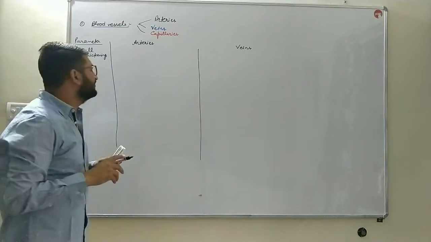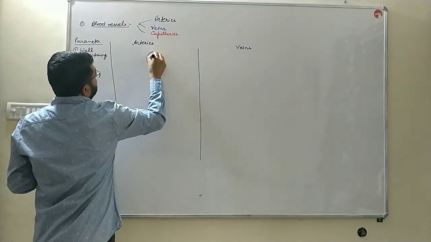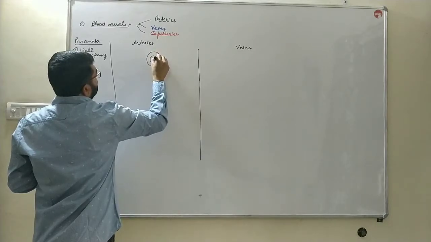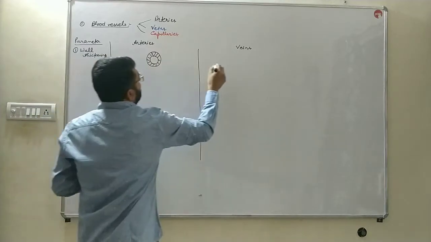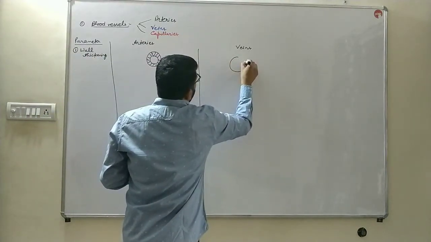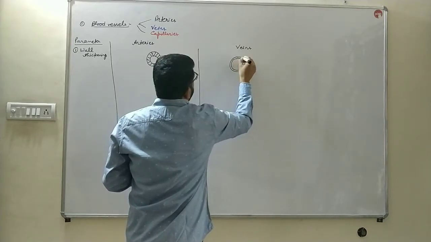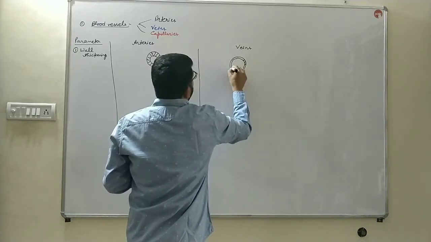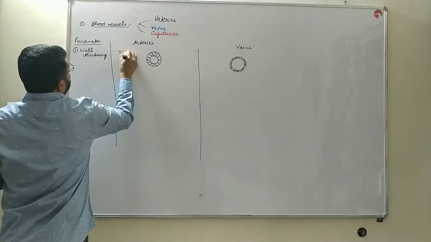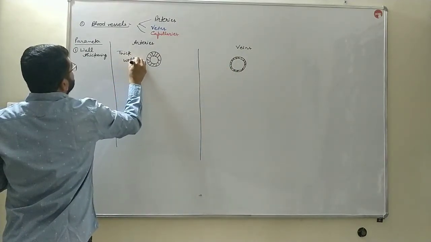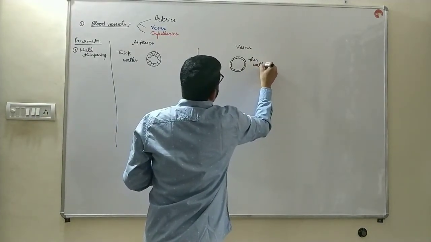Arteries have thick wall. This is the wall of arteries. And veins have thin walls. This is the wall of veins. So arteries have thick walls and veins have thin walls.